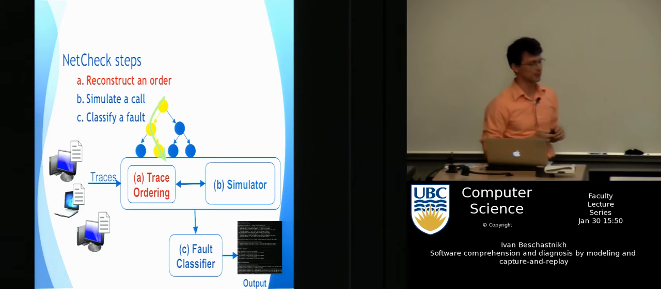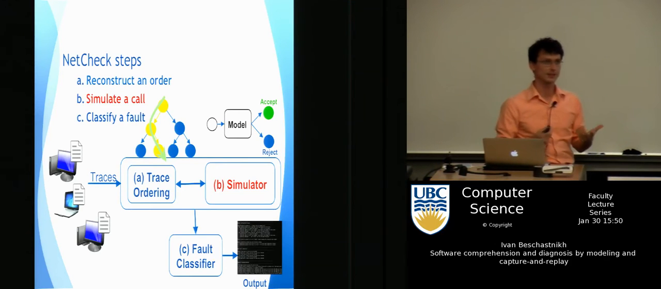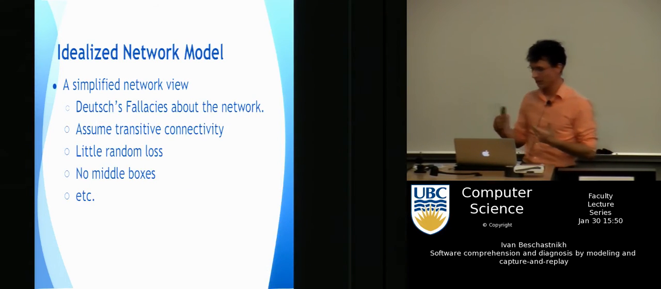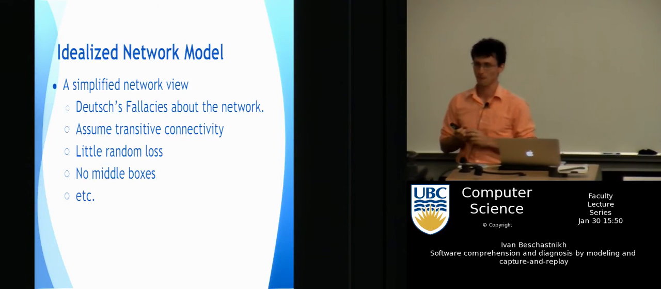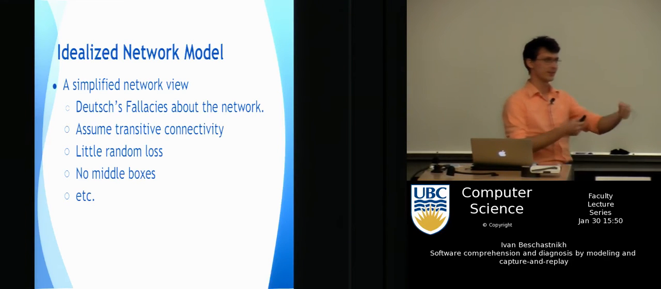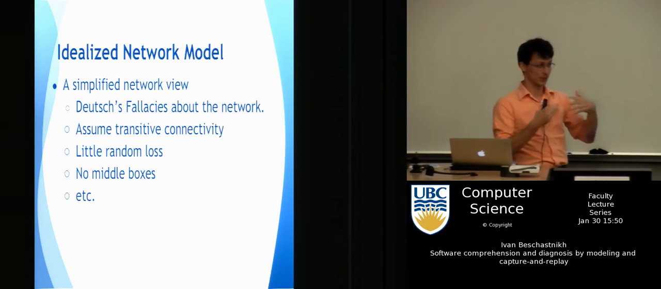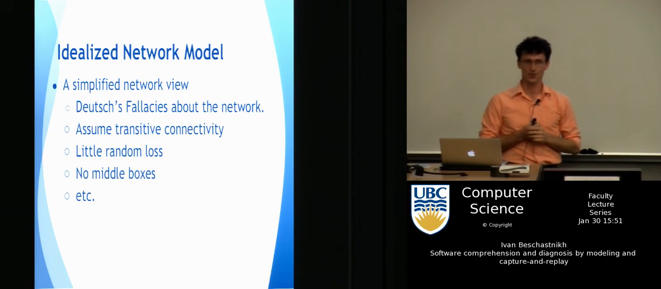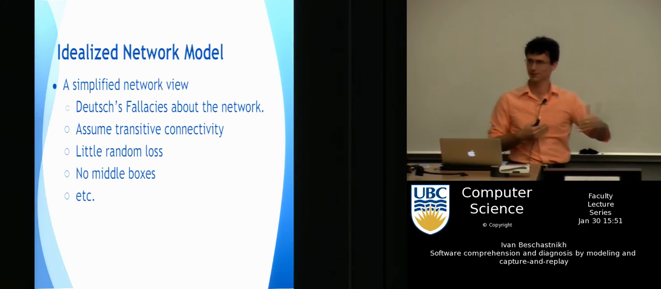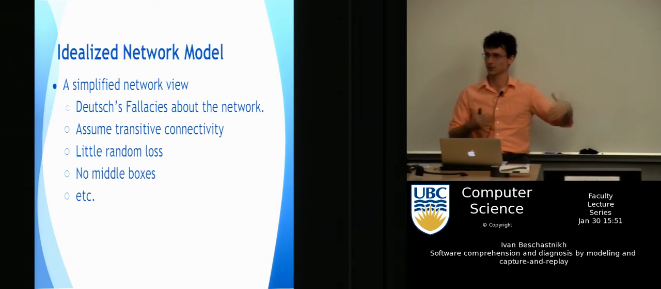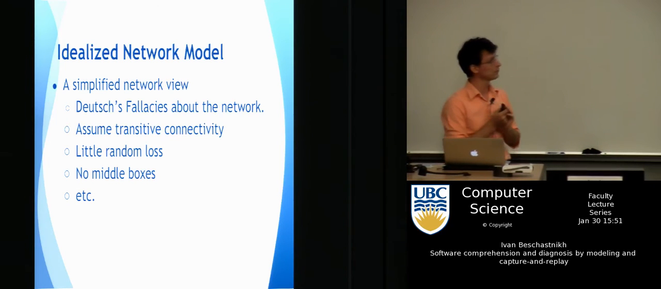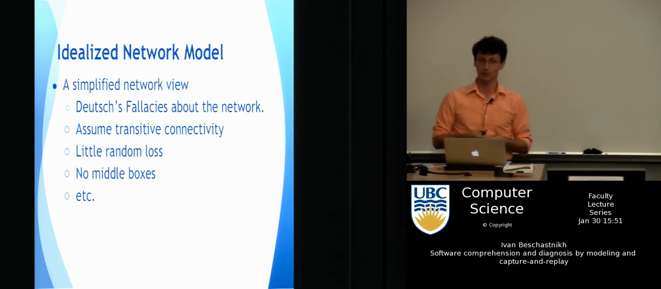The second step is going to be the simulation step, where we're going to use this idealized network model. The idealized network model, as I said, basically encodes the fallacies that developers have about the network. The fallacies will be things like assume transitive connectivity. If I can talk to A and A can talk to B, then assume that I can talk to B. It's not always true on the internet, it turns out. And most developers assume that it's true because it's very difficult to actually reason about it and do something about it in a distributed setting. So most people just say, okay, that's going to be fine. So you build this into your model, and then you see where your simulation breaks.